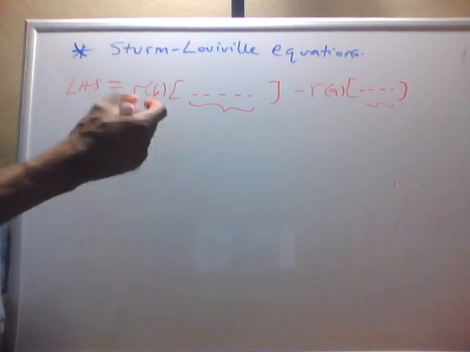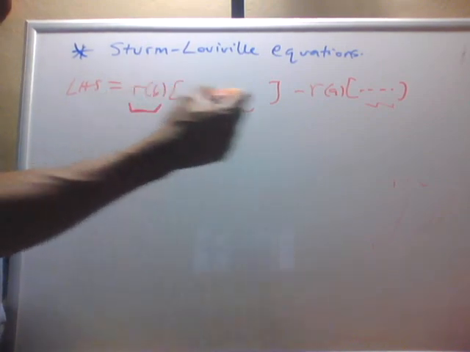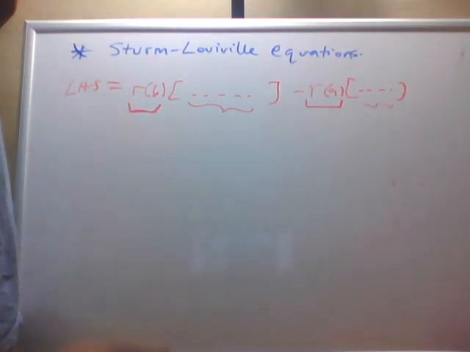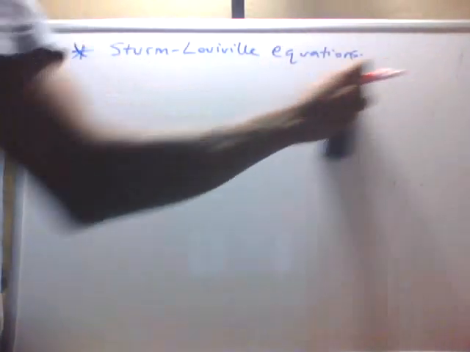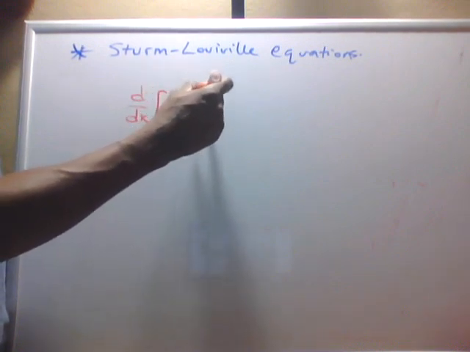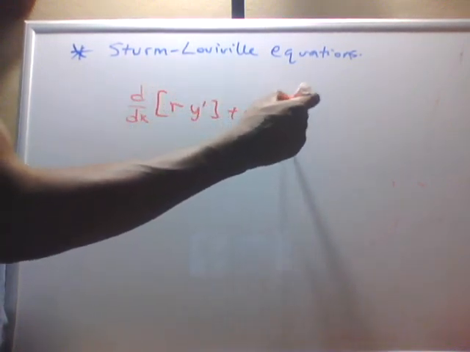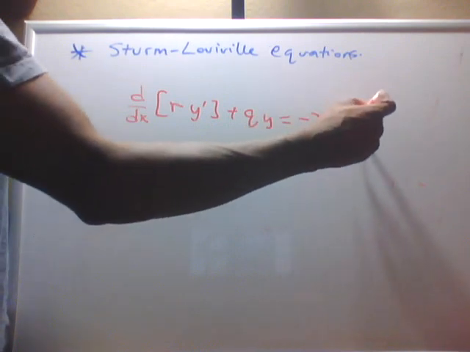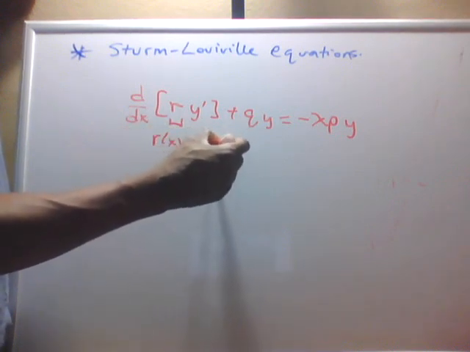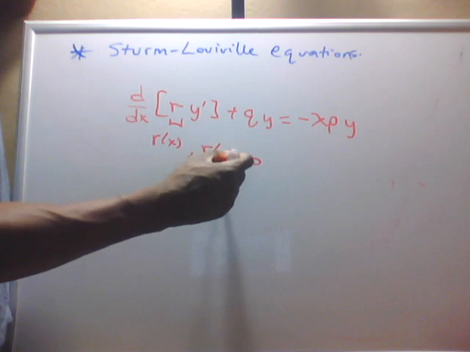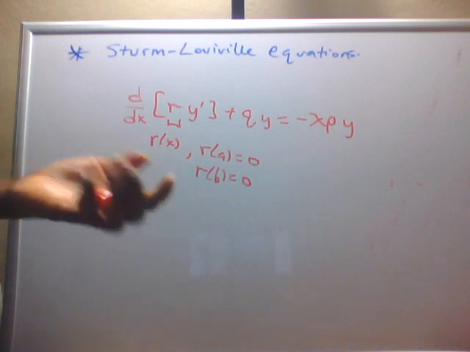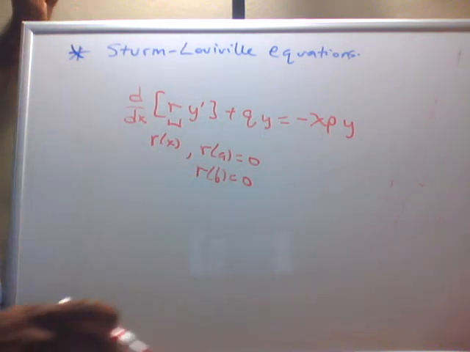One thing I wanted to quickly highlight is that R of B and R of A could also equal 0. Right? In other words, when I had my Sturm Liouville form, d/dx of R y prime plus q y equals negative lambda p y. If this R of x is such that the limits vanish, then we can determine a natural interval for which our differential equation is a Sturm Liouville differential equation. Okay?